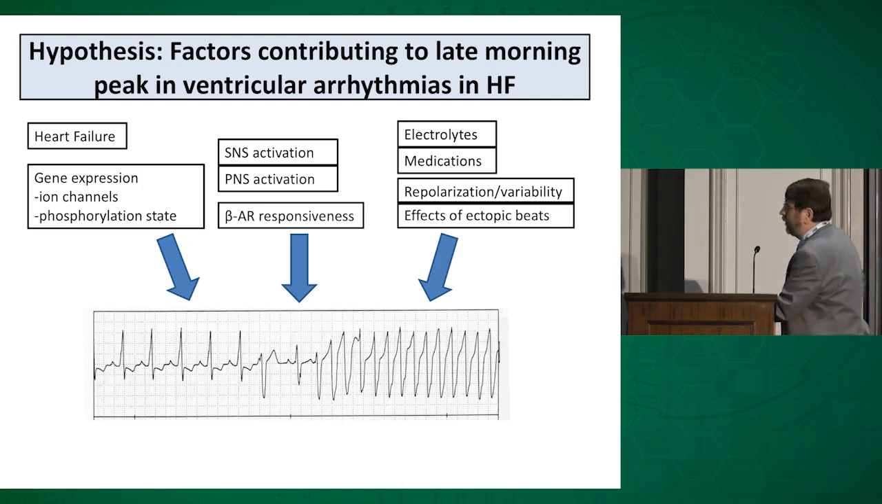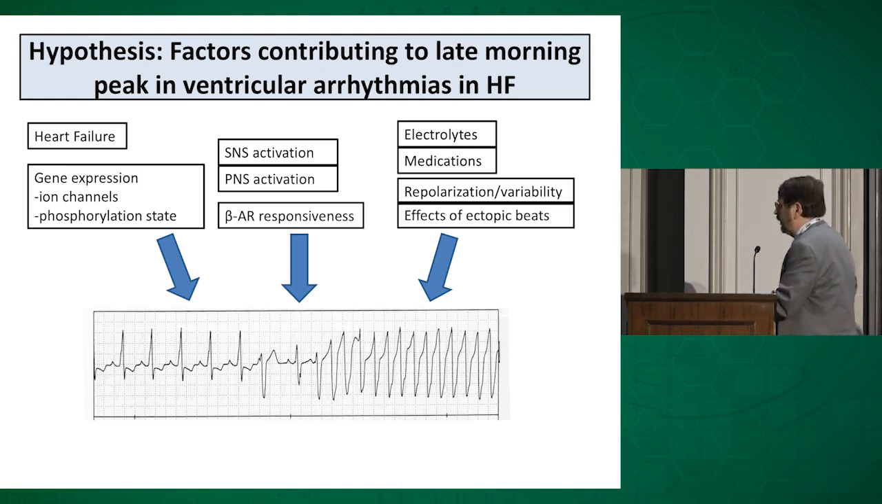We're talking about potential circadian influences on these, but it also involves potential changes in gene expression that may vary throughout the day, whether in ion channels or phosphorylation state. It may involve changes in sympathetic and parasympathetic interactions and innervation, as well as beta responsiveness. And then for patients, this is often in the setting of medication, perhaps electrolyte abnormalities, that in addition to sympathetic, parasympathetic influences, or variability and repolarization that's been pointed out, as well as, in this case, effects of ectopic beats and how that suddenly changes the substrate.